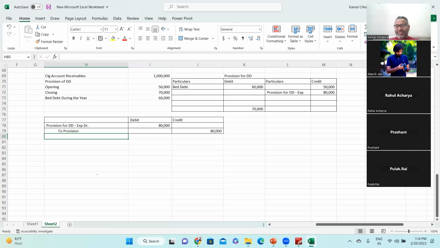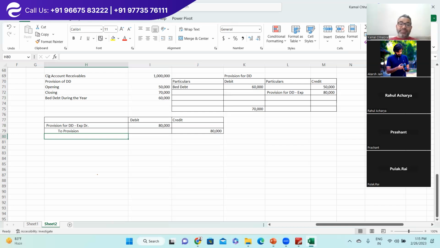I'm not sure from which school we are writing off. We are not writing off here, we are creating a provision for doubtful debt for the current year.